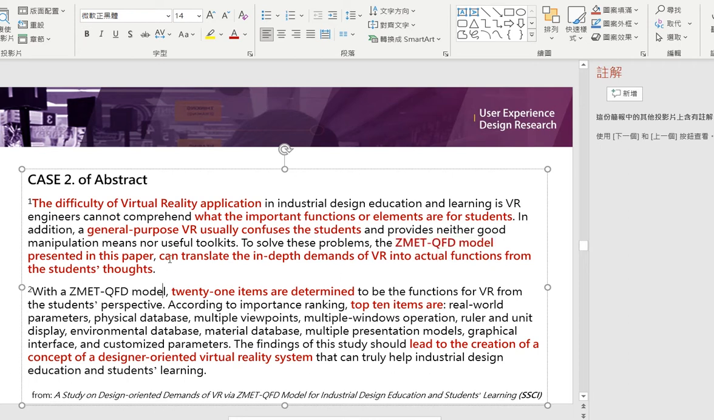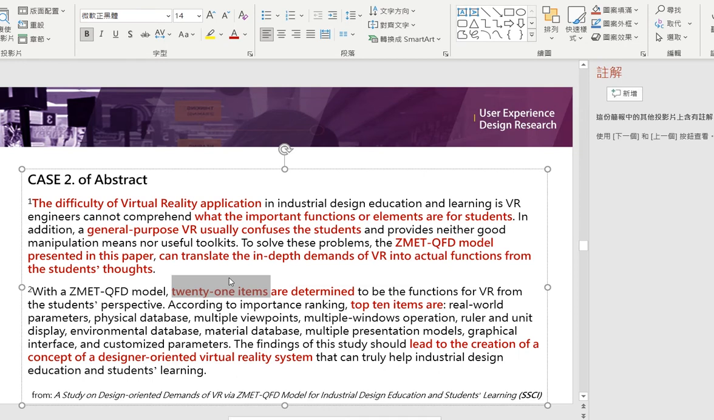Okay. So I prove this model can translate the in-depth demands of VR into actual functions from student thoughts. This is the method used in this research. And this paragraph is about the result. When the MBT QFD model was used, 21 items were determined. These 21 items determined are the main result.